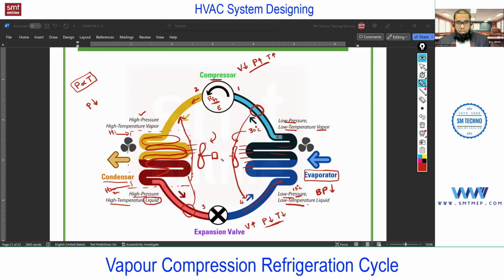So this concludes the vapor compression cycle and chapter 3. In the next session, we'll start chapter 4, that is psychrometry. Very, very important. Psychrometry means the properties of air, meaning moist air. Without learning psychrometry, you cannot think of designing or load calculation, meaning conditioning of air, because with psychrometry you'll find the properties of air.